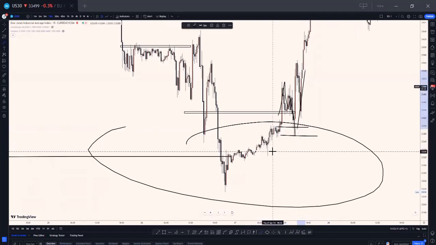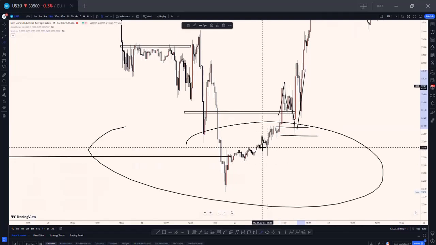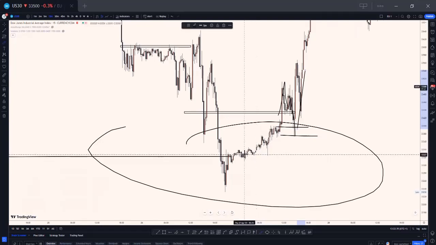Now, this is not an entry pattern, all right? This is a smart money pattern. This is a confluence you can add to your smart money that could help you understand where to expect an institutional candle or an institutional manipulation. These patterns are supposed to help you identify manipulations in the market so you don't get trapped.